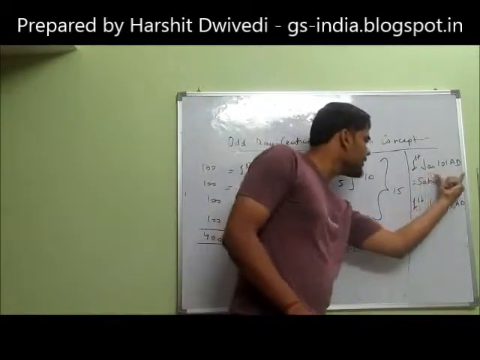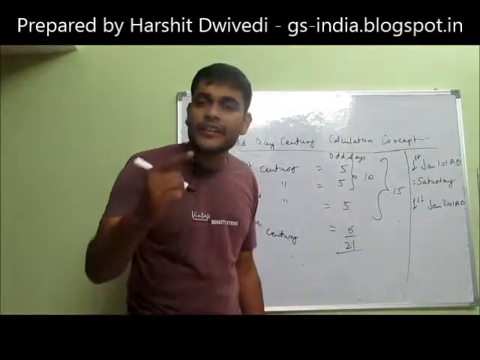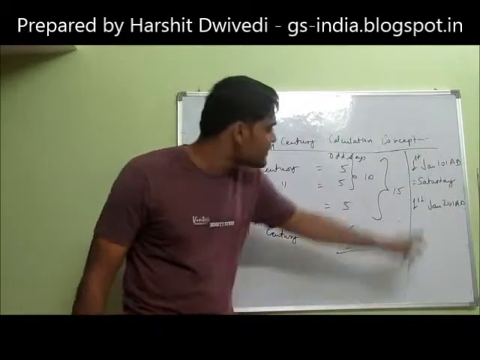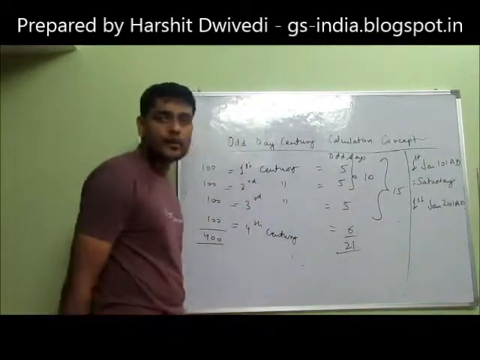1st January 101 AD, 1st January 201 AD. What is the intervening period? The intervening period is the 100 years. That is the 2nd century. And how many odd days are there in the 2nd century? 5 odd days. So what we are going to do?